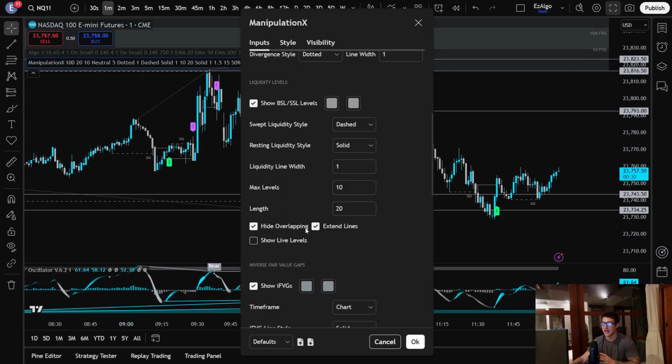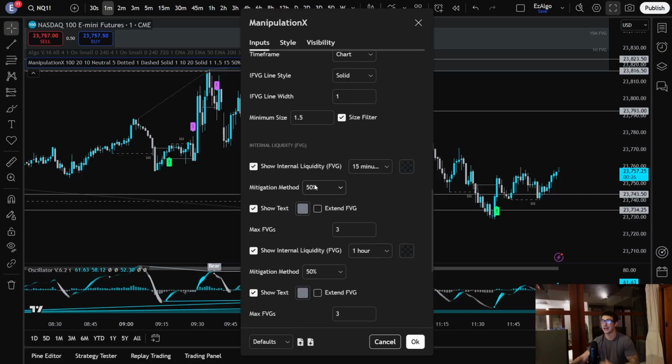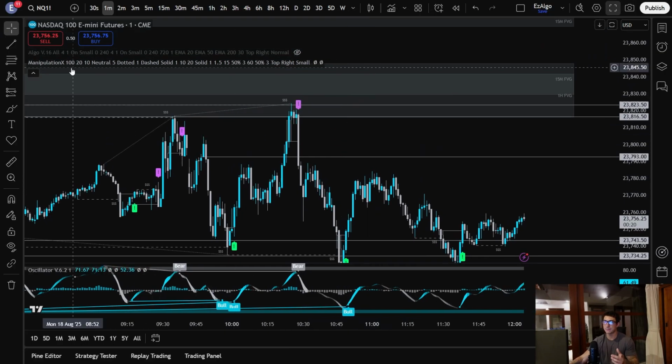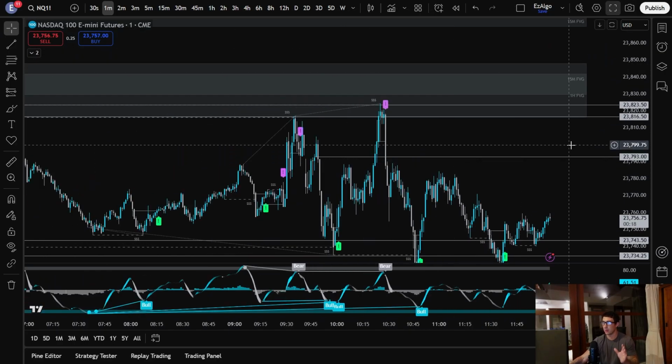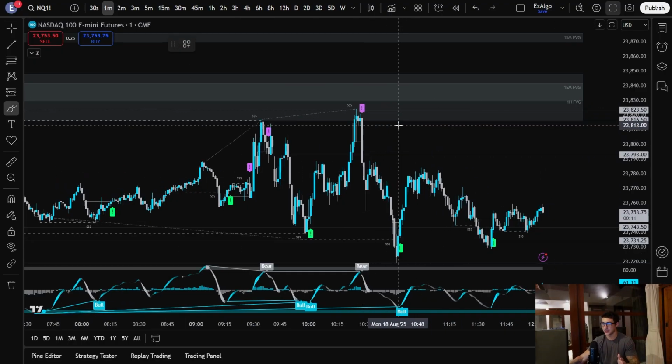Now I do like to have these higher time frame fair value gaps on my chart, okay? For Nasdaq, I like the 15-minute and the 1 hour fair value gaps. Whenever you see price delivering from a 1 hour or a 15-minute fair value gap, I recommend trading Nasdaq on the 1 minute time frame, by the way.